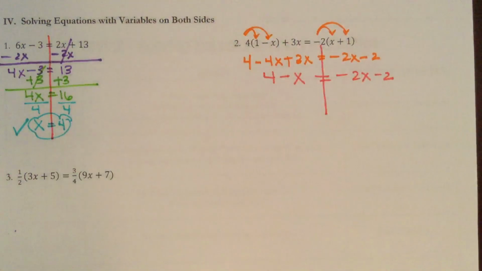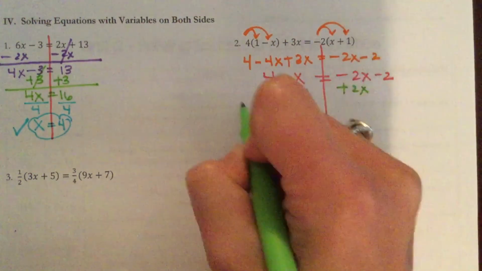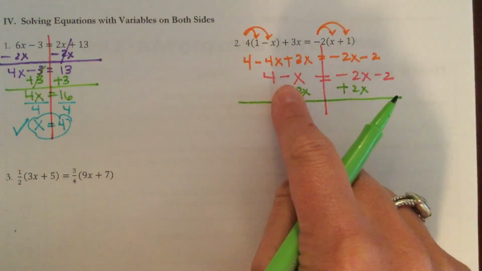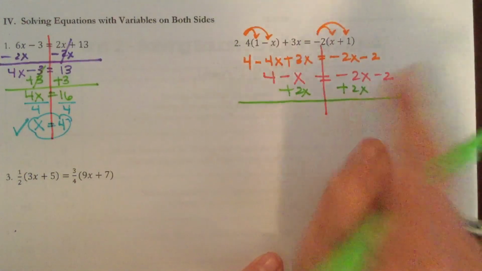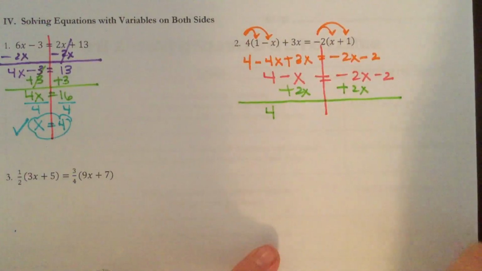I tend to start moving my addition and subtraction with my variables. So I'm going to take the 2x that I see here on the right and add it to the left. You could have also taken the x from here and added it over here. 4 was not done. There was nothing we did to 4.